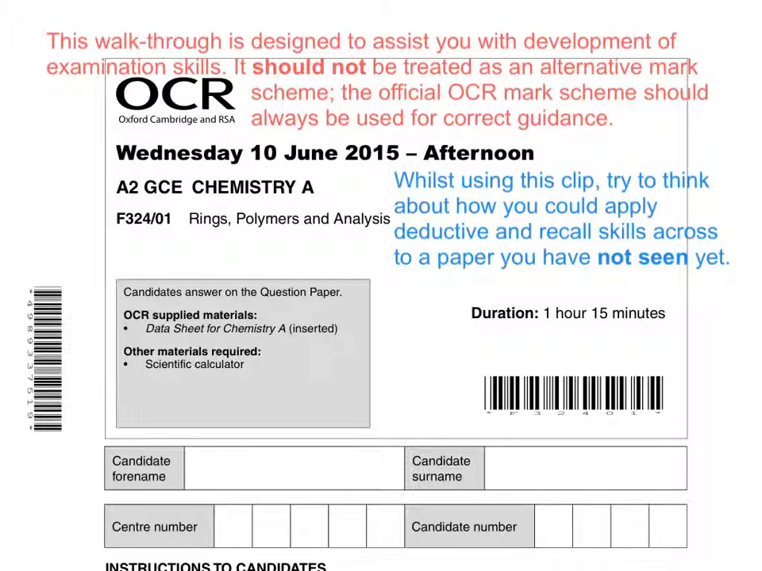As I put on the screen, the official OCR mark scheme always needs to be consulted first for the correct guidance from the exam board, because the mark scheme has been created by a set of professional examiners after a rigorous exam board meeting where all of the ideas and guidance that are in the mark scheme are agreed between the markers themselves and the chief examiner.